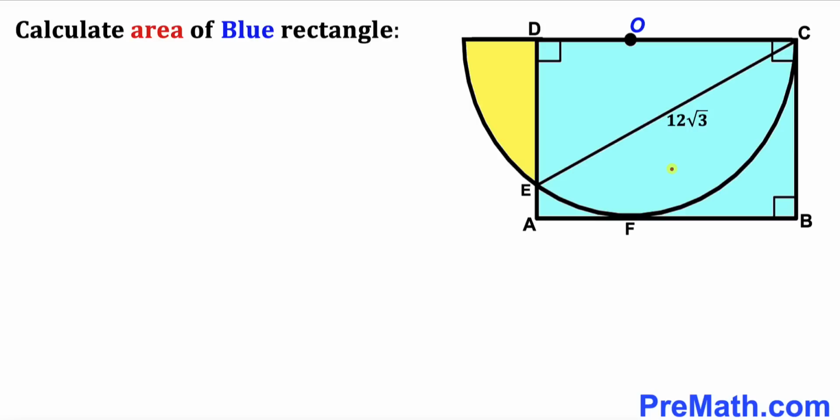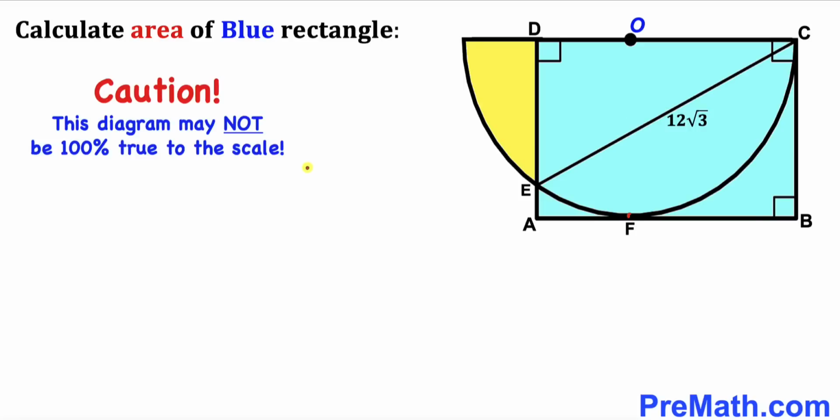Together, as you can see in this diagram, this semicircle and this blue rectangle ABCD are put together such that O is the center of this semicircle and F is the point of tangency. Furthermore, this diagonal distance EC is 12 times square root of 3 units. Now we are going to calculate the area of this blue shaded rectangle ABCD.